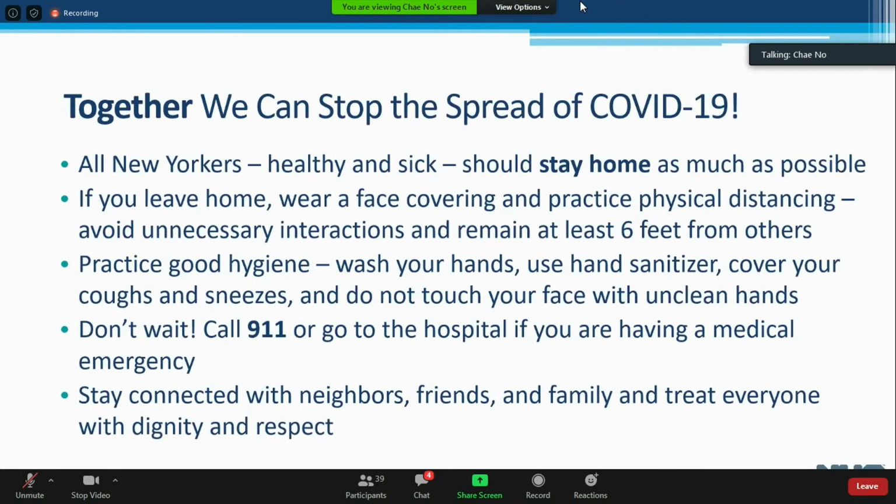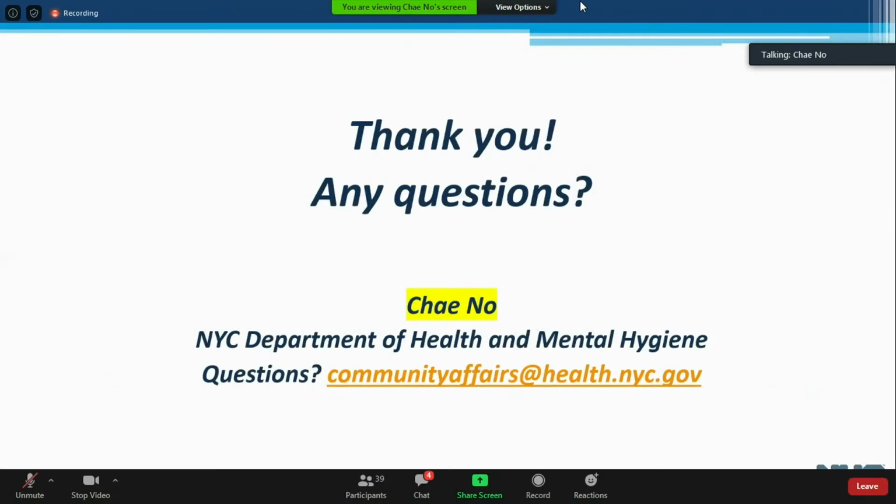And let's go over the main points. All New Yorkers should stay home as much as possible. If you leave home, wear a face covering and practice physical distancing. Practice good hygiene. If you feel sick, don't wait, call 911 or go to the hospital, and stay connected with neighbors, friends, and family, and treat everyone with dignity and respect. Thank you.